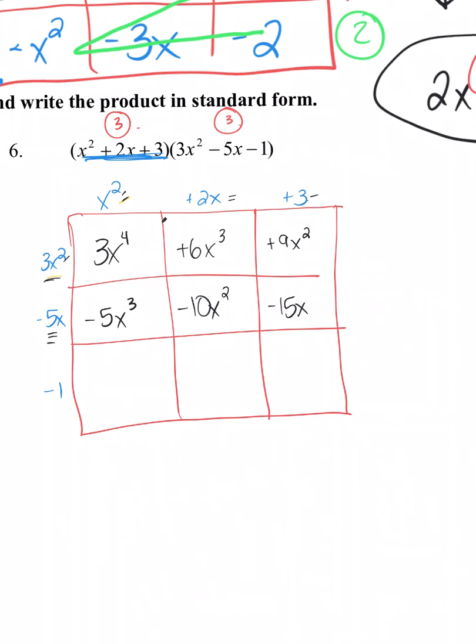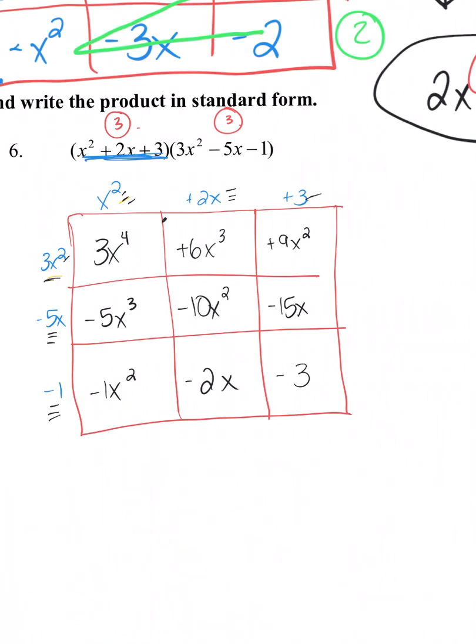Okay? And then I'm going to drop down to the last row, and we are going to multiply. Negative 1 times x squared gives me a negative x squared. If you want to write a 1, you can. Then I have negative 1 times a positive 2x, which gives me a negative 2x. And then a negative 1 times a positive 3, which gives me a negative 3. Okay? Now, I know that you have a lot of numbers here, right?